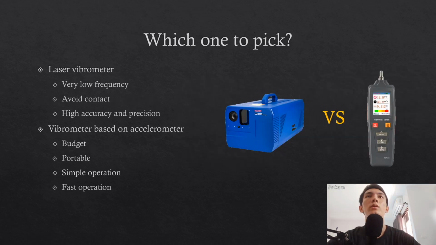So, which one to pick? A laser vibrometer can detect very low frequencies like those of bridges or highways. And if you want to avoid any contact with the object, or if you need high accuracy and precision, a laser vibrometer is the way to go. But if you are on a budget, and you want portability, simplicity and fast operation, a vibrometer based on an accelerometer is the way to go.